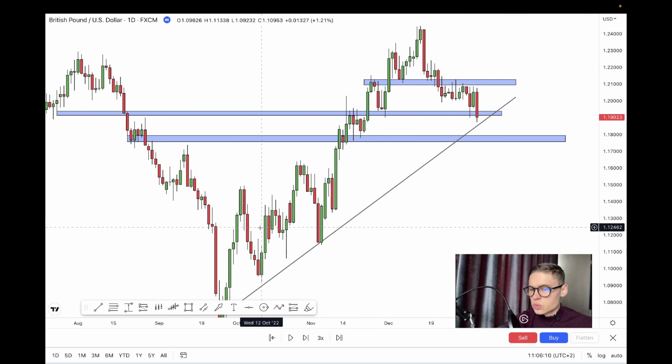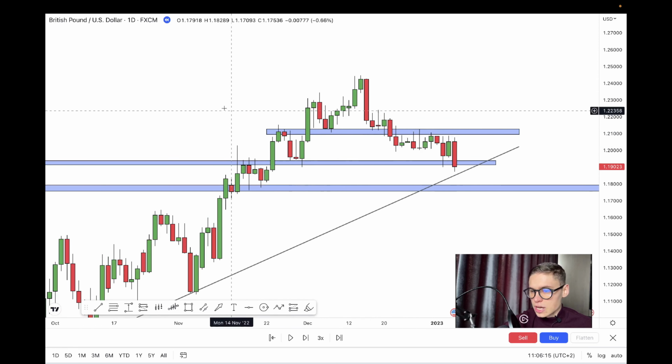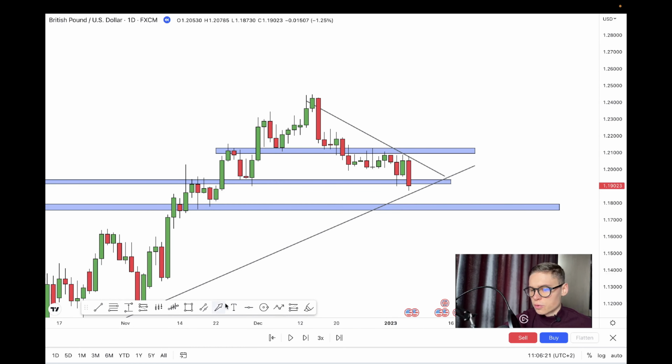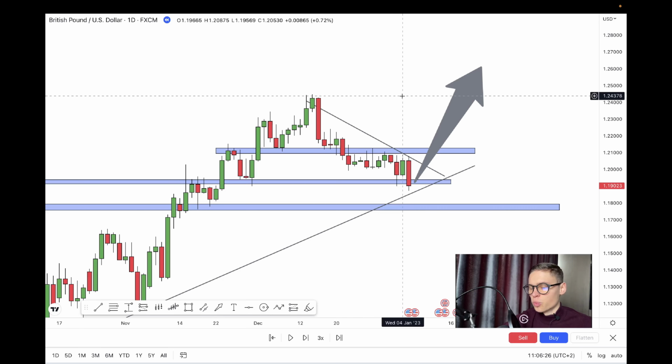So in this case, we can see that currently we are moving upwards. We have a very bullish structure, but in this case right here, we are actually in a retracement, and our current bias is that the price will break this retracement and continue moving upwards.